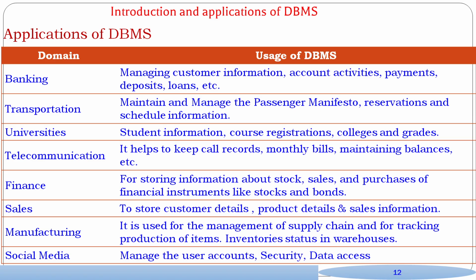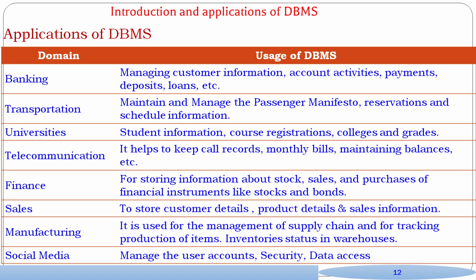Regarding transportation, like bus booking, railway train booking or flight booking, we can maintain and manage the passenger manifest, that is passenger information, reservations, and scheduling information. Regarding the universities domain, mainly the university maintains the student database, like student information, personal details like student phone number, student mail ID, student address, roll number or register number, and what are all the courses they have registered in the particular semester, under which college they have registered the courses, and what grade they obtained in the particular subject course. These are all maintained in the university domain.